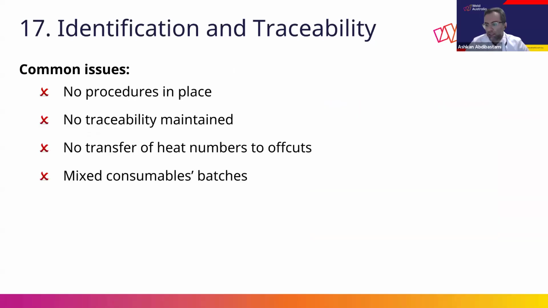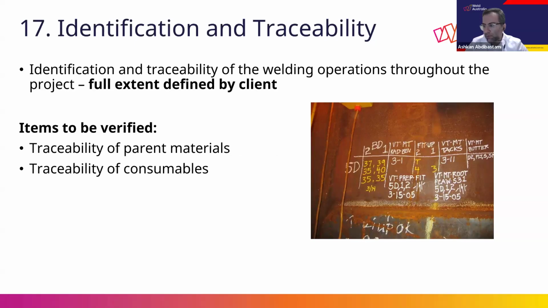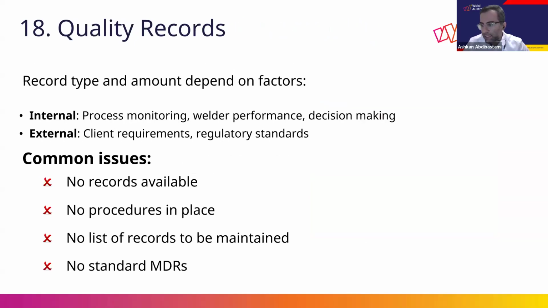Common issues in clause 17 include no procedures in place, lack of traceability, heat numbers not transferred to the offcuts, and mixing of different consumable batches. And the final clause, clause 18, quality records. Record type and amount depend on the internal and external factors. Internal factors include process monitoring and welder performance, but external factors cover client requirements and regulatory standards.